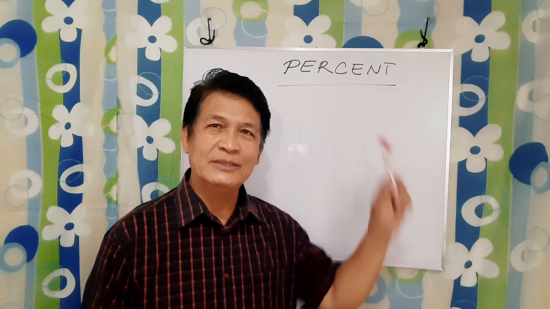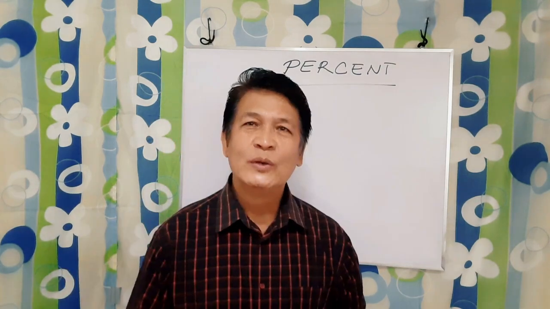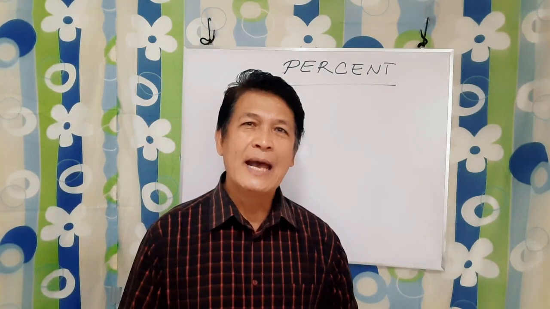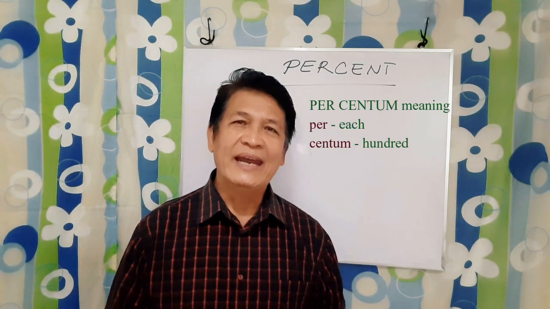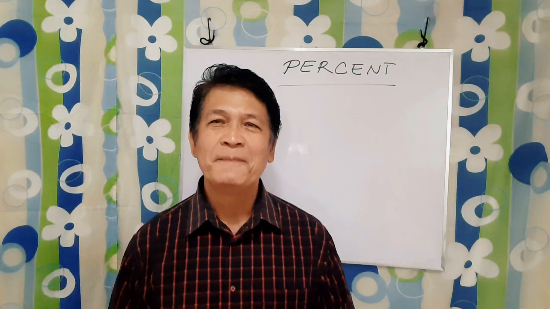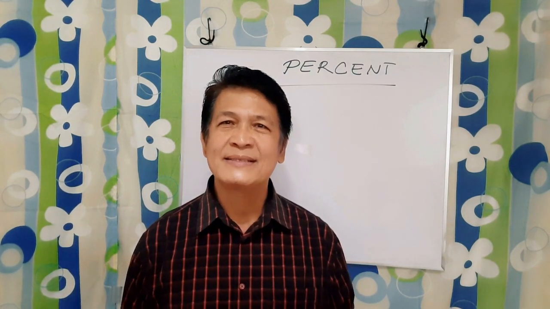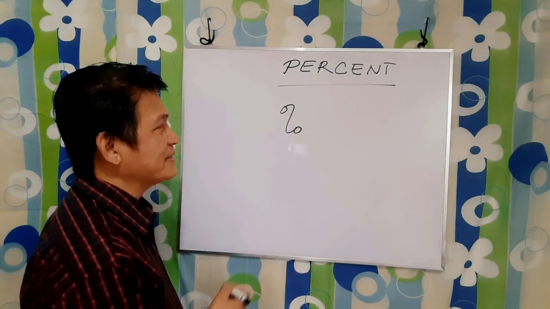Today we're going to discuss percentages, or percent. What is percent? Well, percent comes from the Latin word per centum, meaning per means each and centum means 100. Centum means 100, as in century is 100 years and cent in dollars is 100 cents. That's why centum means 100. Hence, percent is per 100. And the symbol of percent is like this, %.